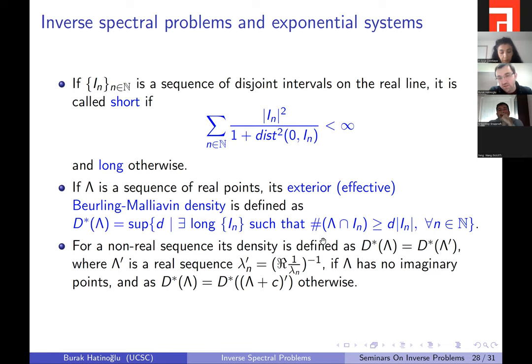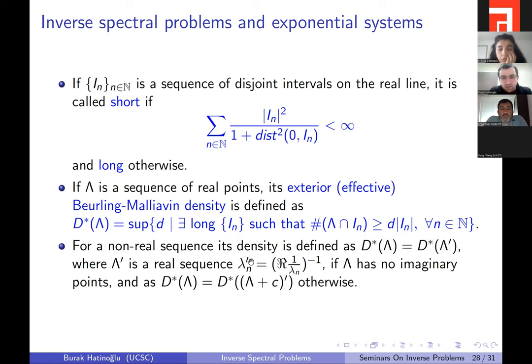So that means here you count the number of elements from the sequence inside the given interval, and you divide this by the size of the interval. And this is bounded by some uniform constant D. And for a long sequence, we just consider such Ds, and the maximal of such Ds gives us D star. Okay, it's a bit technical. We don't need to understand all the details, but this will allow the characterization of some completeness problem, which I will show in the second slide.